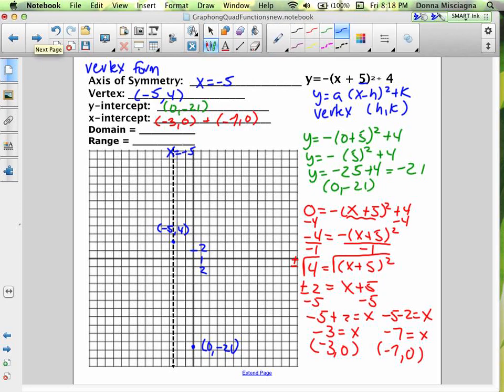All right, so that's going to be right here. That would be negative 3. Let's write that in. Negative 3, 0. And then on the other side, so this is 6, right? So right here is going to be 7. So that's going to be negative 7, 0.